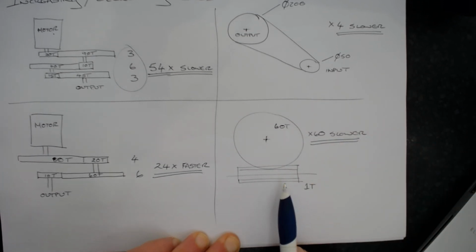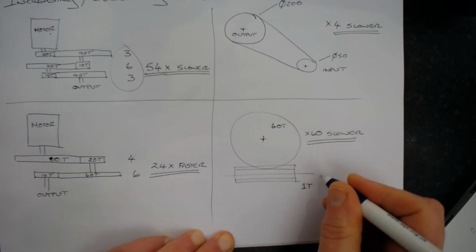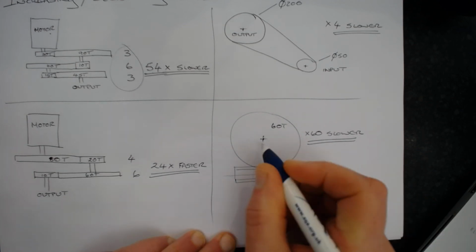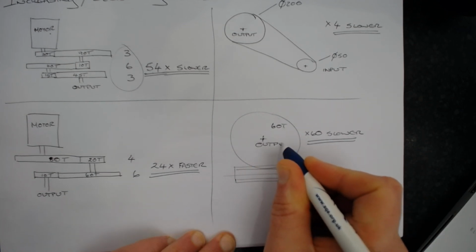Incidentally, just a wee thing about worm and wheel is that this will always be the input shaft and this will always be the output shaft. It doesn't work the other way around.